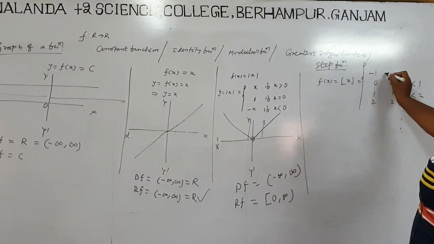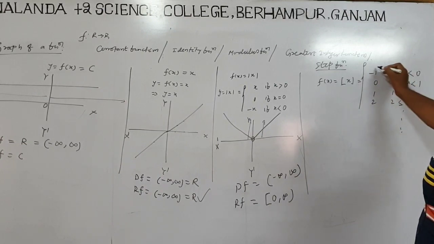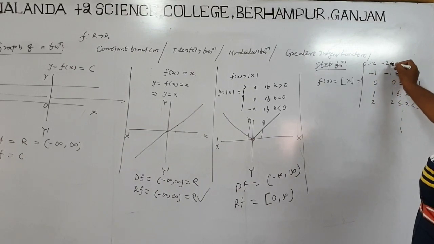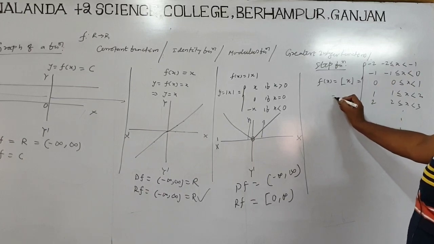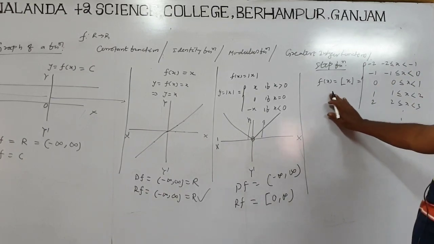Or minus 1 less than or equal to x less than 0. Minus 2 is less than or equal to x less than minus 1, or you can say n plus k, where k belongs to integer.